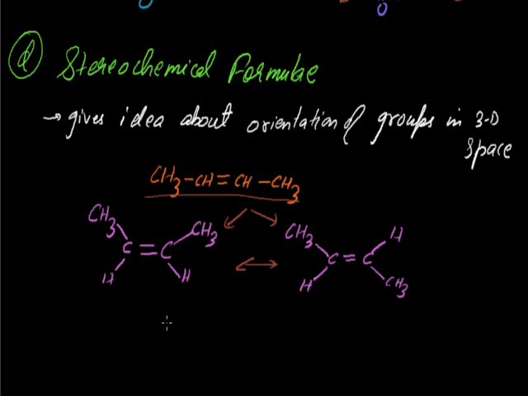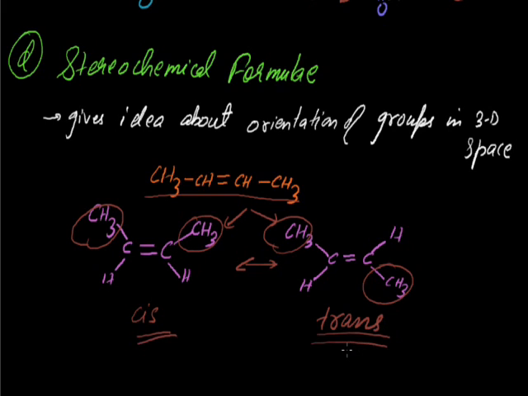They have the same molecular formula and structural formula, but the orientation of CH3 groups with respect to each other is different. Here, the CH3 groups are cis with each other, whereas here they are trans. We will be learning about these terminologies when we study stereochemistry.